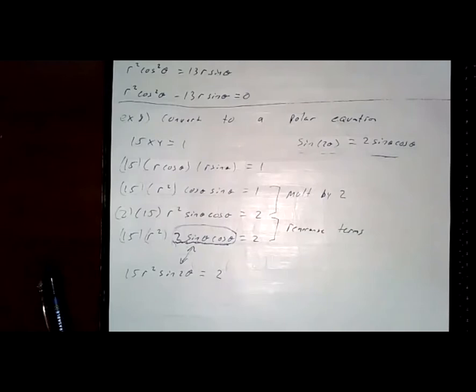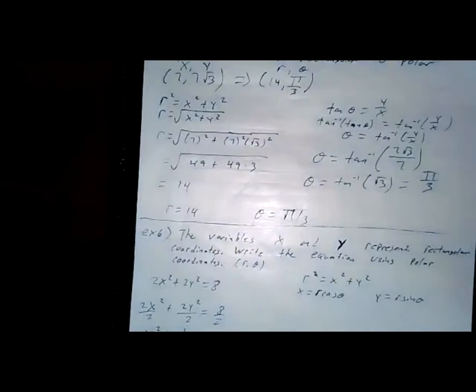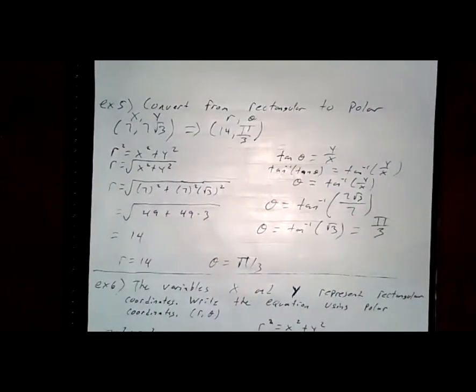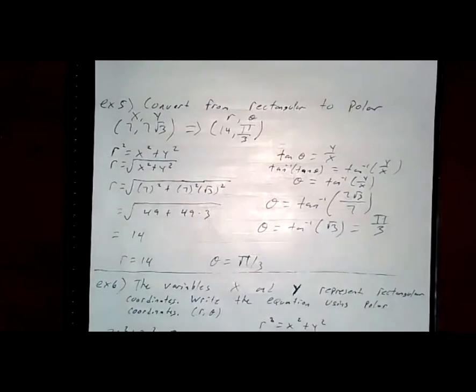I did have a question on one of the other problems. Okay, which one was it? Example 5. I don't see how you got that theta equals pi over 3. On the right-hand side, at the bottom, you say theta equals tan inverse square root 3 equals pi over 3. I didn't catch where we got that.